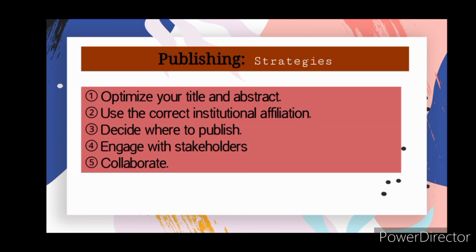So here are the strategies in publishing. First is optimize your title and abstract. Next, use the correct institutional affiliation. Third, decide where to publish. And fourth is engage with stakeholders. And the last is collaborate.